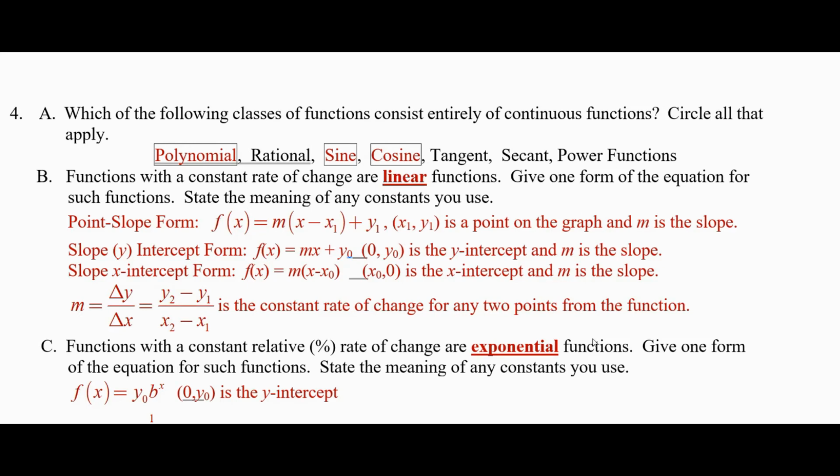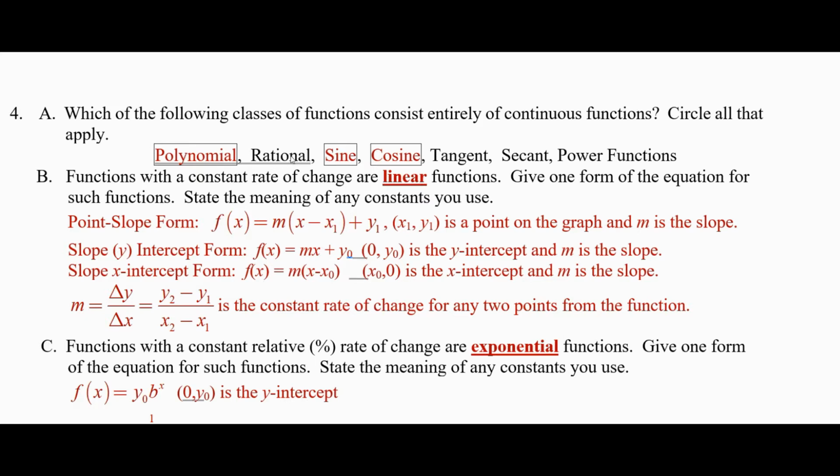We're back with going through the solutions to the review problems from Unit 1 on limits and continuity. Which of the following classes of functions consist entirely of continuous functions? Circle all that apply. Polynomial functions, sine and cosine functions are all continuous functions. In fact, they have the domain of all real numbers. All of the others are continuous where they're defined, but they may have places where they're undefined.